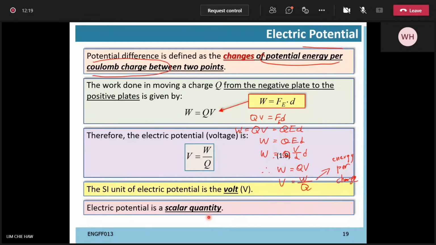But right now, you can clearly see from this equation that electric potential is a scalar quantity. So it's such a big relief actually. As long as you don't need to use the vector way to solve it, the way we handle electric potential will be a lot easier compared to those vector problems. It means that you don't need to take care of the direction.